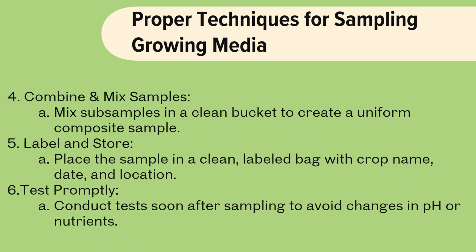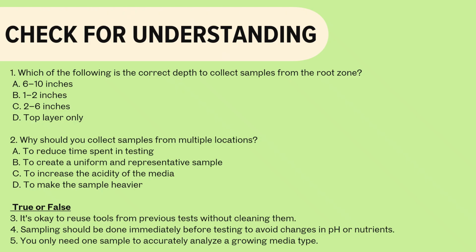I'm just summarizing what's on the slide. Once we collect from different areas, we're able to combine those samples to create a uniform composition of that sample. We're going to label and store it, and make sure we label it properly. Then when it's time for testing, we're able to test. And anytime you're collecting samples, we want to test as soon as possible so that we're able to get an accurate reading of that pH or nutrients before anything changes. So first things first, before we go in depth, let's check for understanding real quickly.